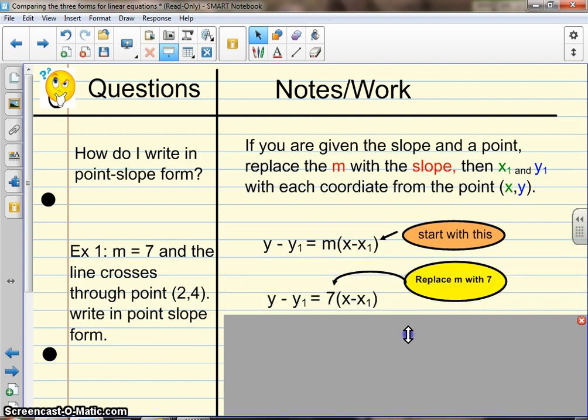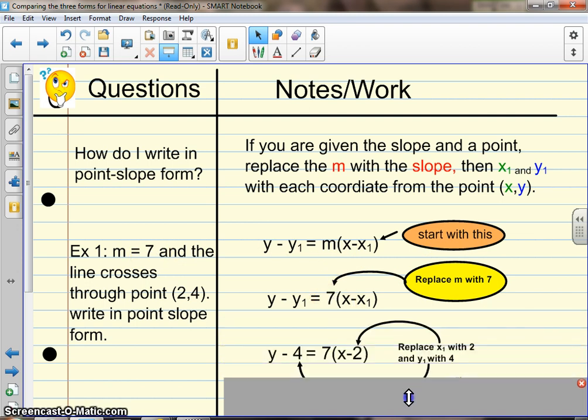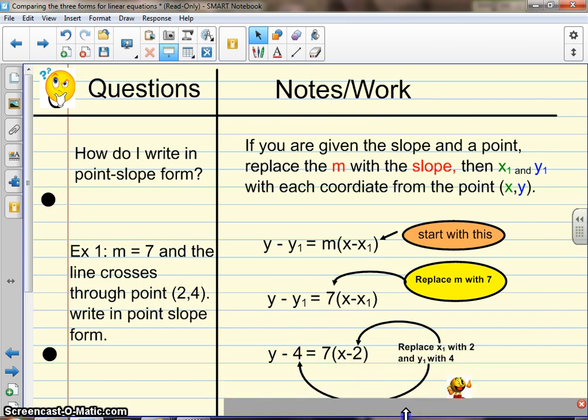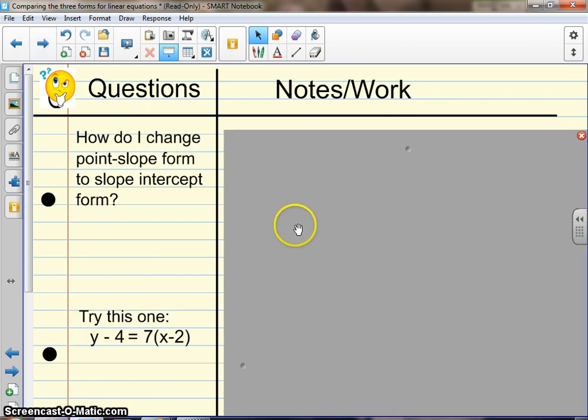So let's see what we did here. Well, replace m with 7, slope was 7. And next you're going to replace the x1 with 2 and the y1 with the 4, and you've done it. That is point-slope form. I think that's pretty good. Let's move on to the next page.